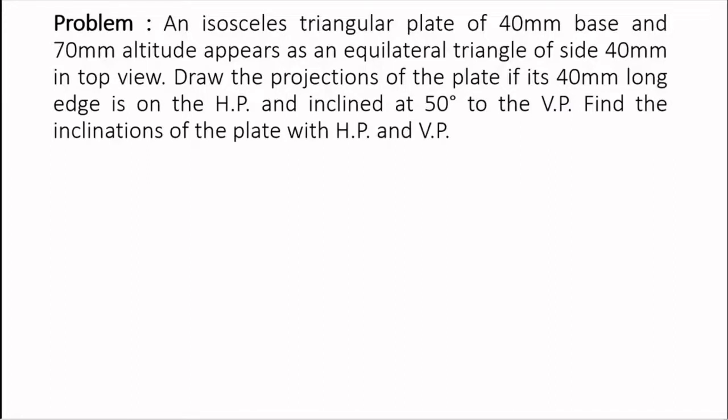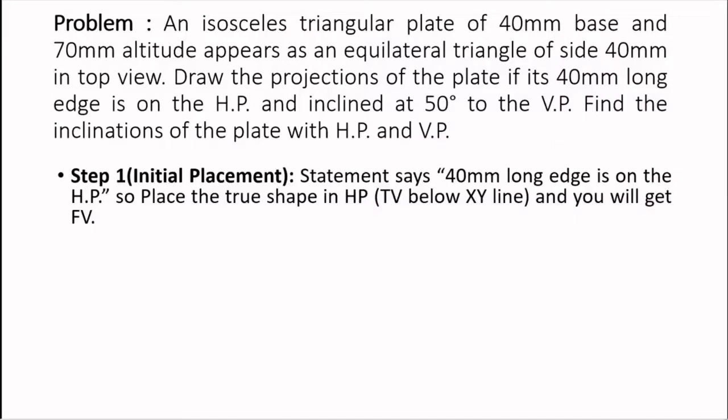So we'll solve this problem in 3 steps. In step 1, we'll initially place the triangular plate. The statement says that the 40 mm long edge is on the HP. Since the edge is on the HP, we have to place the true shape, the actual isosceles triangle plate, in the top view below the XY line, and then we'll get the front view.